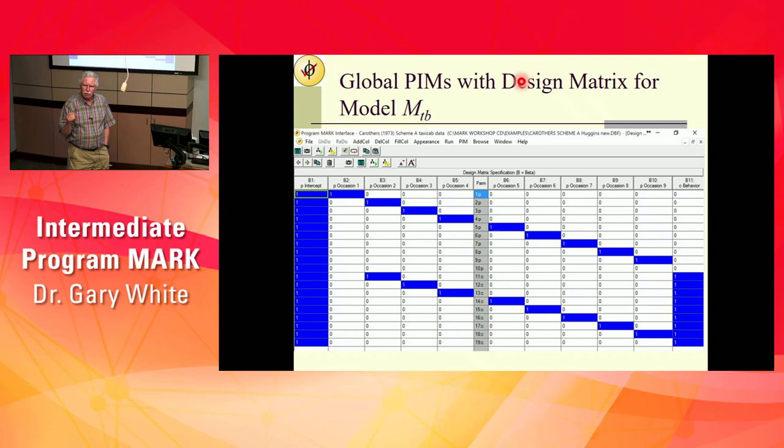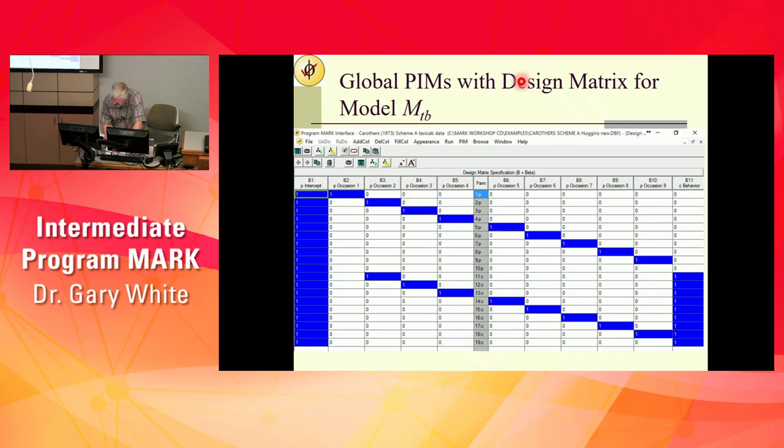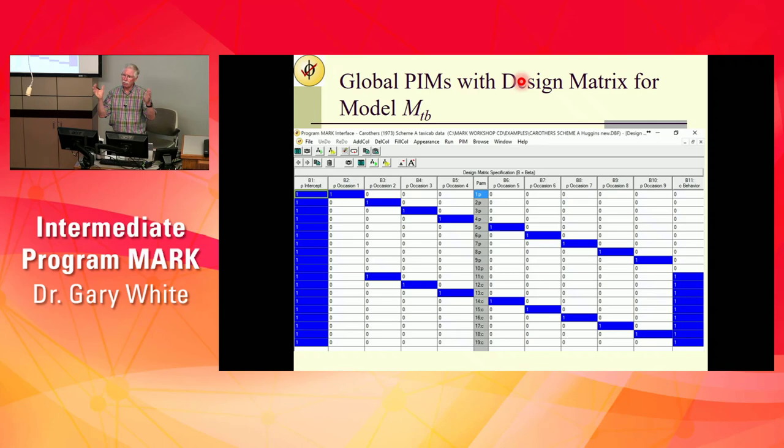And I haven't shown you how to fix stuff. I should do that. I'll make a note here, and we will. You can fix real parameters to values. I call it fixing the parameter. So what you would do is take the C PIM, make them constant, and make that parameter equal to zero.